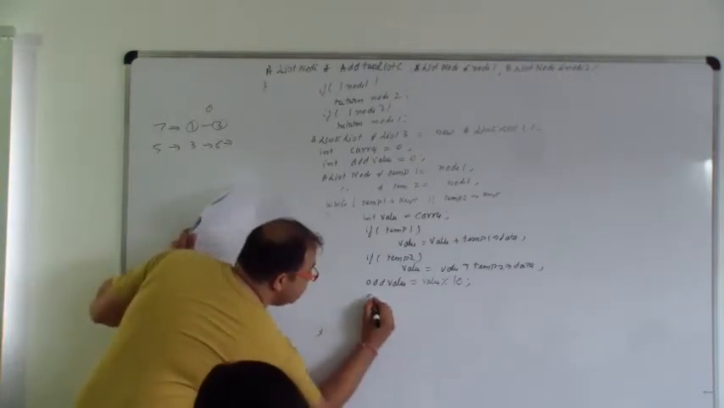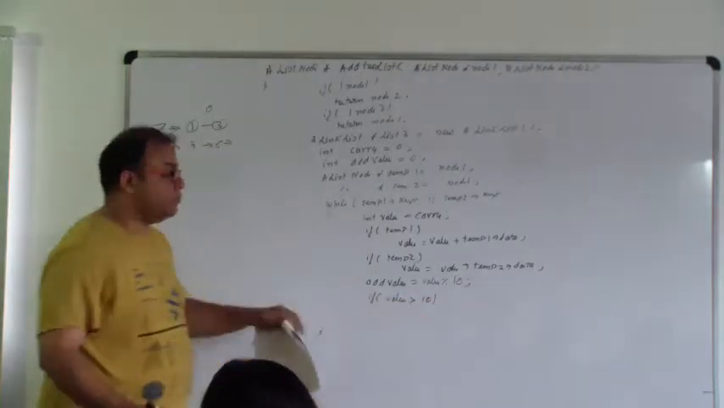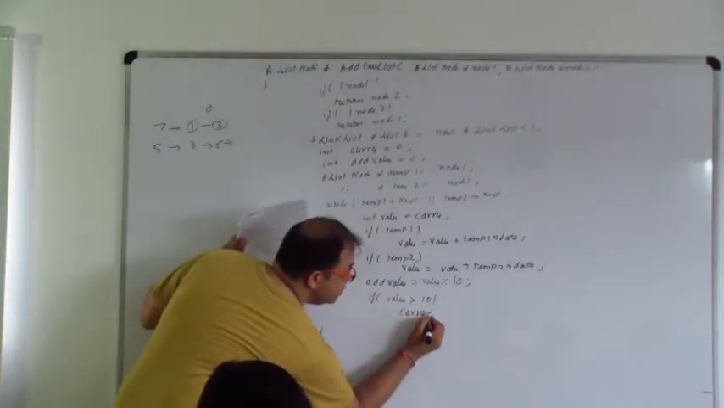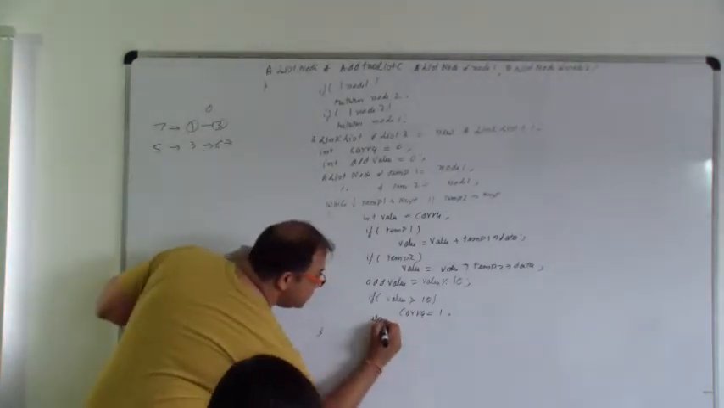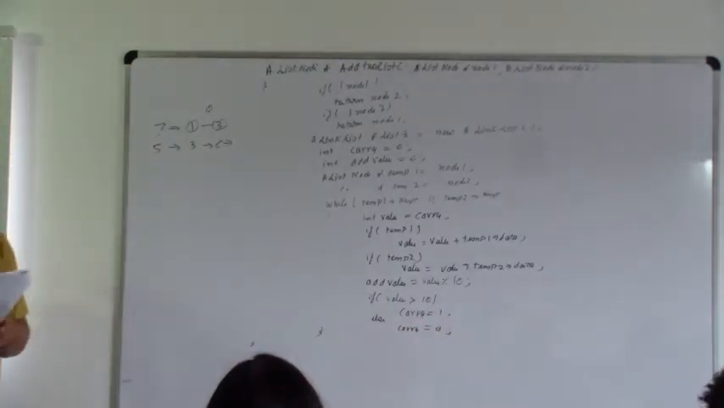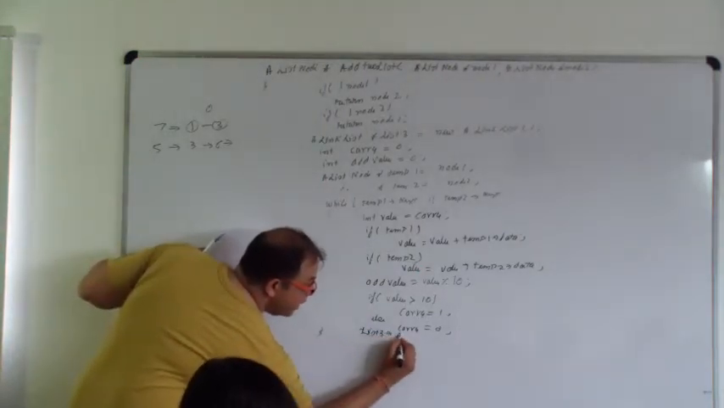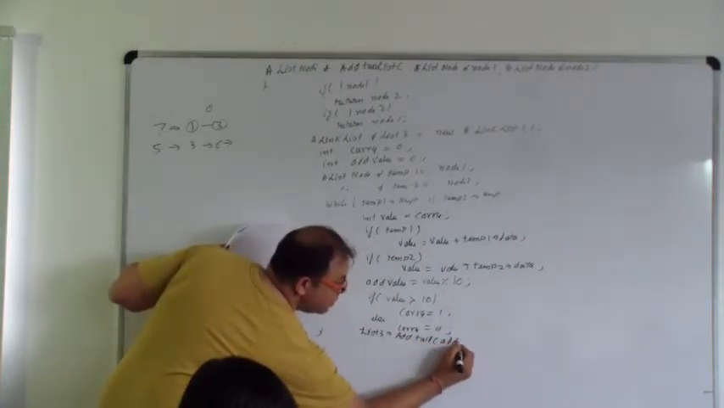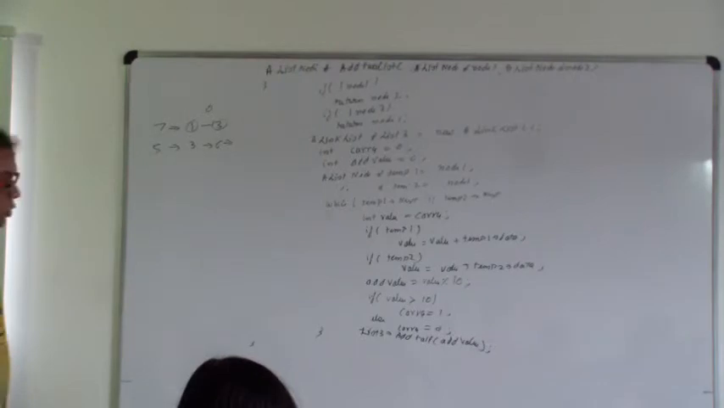We will check if value is greater than 10, which means if this was greater than 10, then carry is equal to 1, okay? Else carry is equal to 0, right? And what we will do is list 3 arrow add tail add value. Okay, and we will return the list.